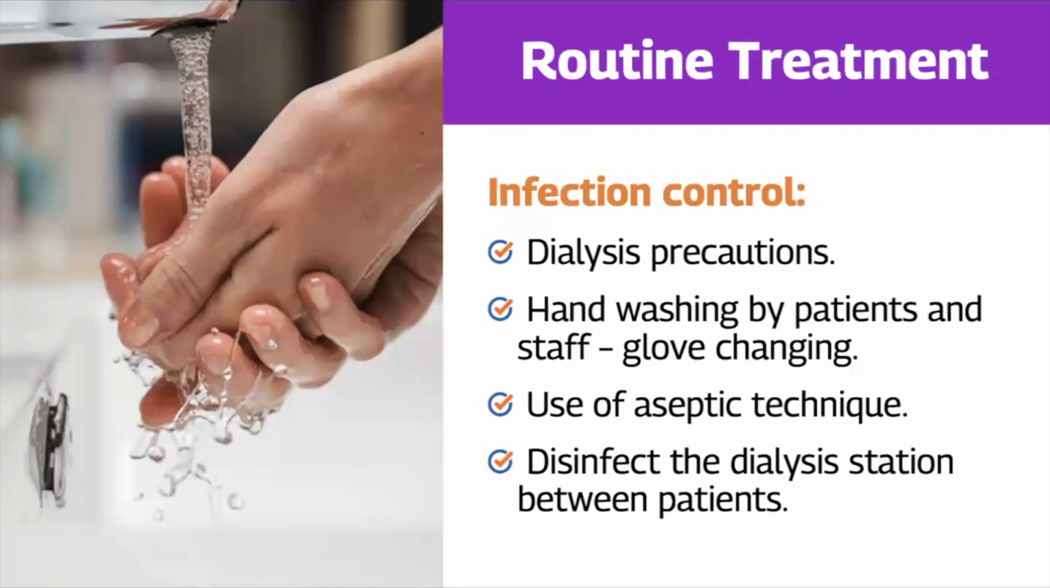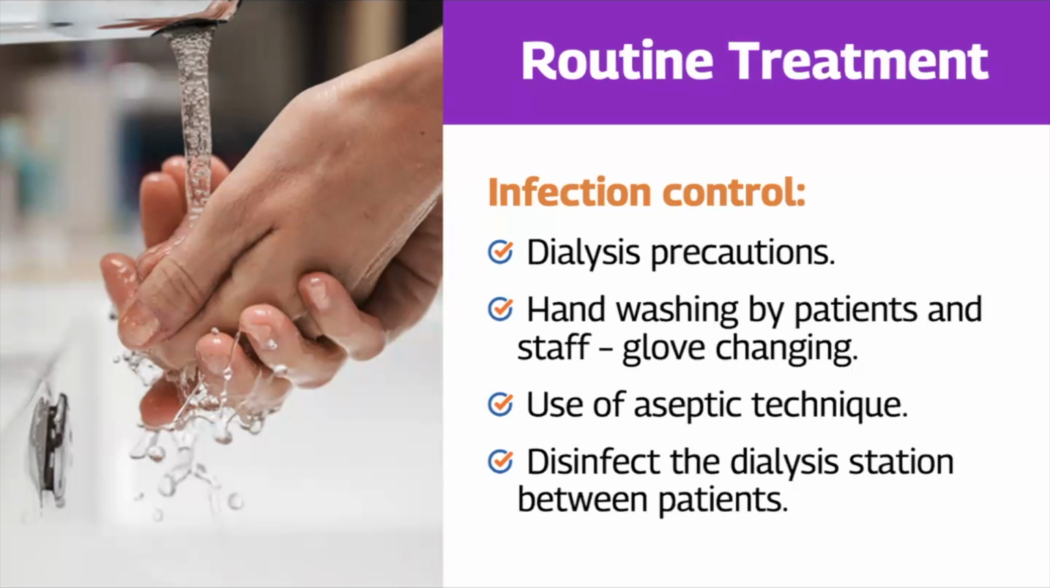So a routine treatment with infection control includes dialysis precautions, hand washing by patients and staff, and glove changing. Patients need to wash their access with soap and water, and at the end of the treatment, they need to use either a hand sanitizer or wash their hands before they leave the clinic. We must always use aseptic technique.